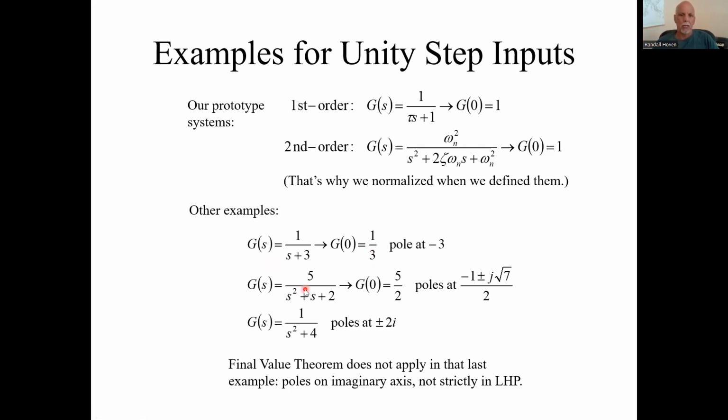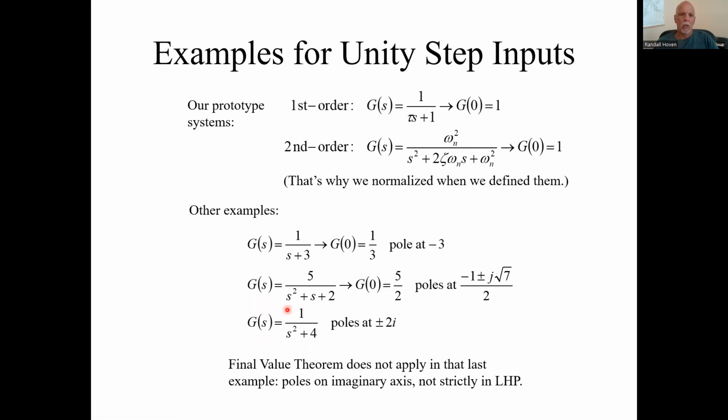What about this guy? He has complex poles, but the real part is strictly negative. We don't care about the complex. Plug in 0 for s, you get 5/2. Steady state value as time goes to infinity, output of this.